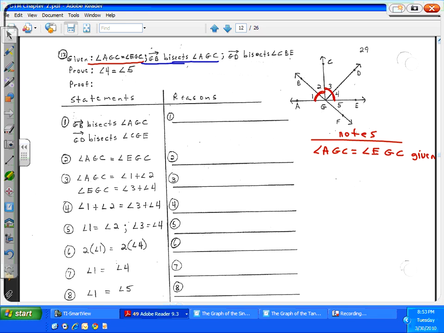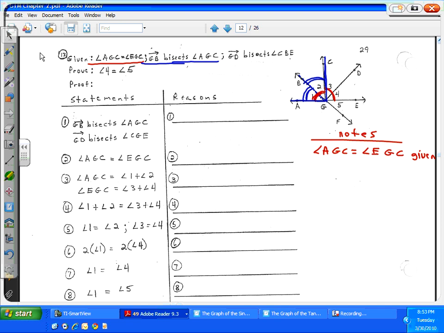The next given statement says ray GB bisects angle AGC. Ray GB, that's this angle, bisects angle AGC, that's this angle. What you get out of an angle bisector is two equal angles, so from that we get these two angles equal, and we're going to put 2 marks to distinguish them separately from the 1 mark angles.